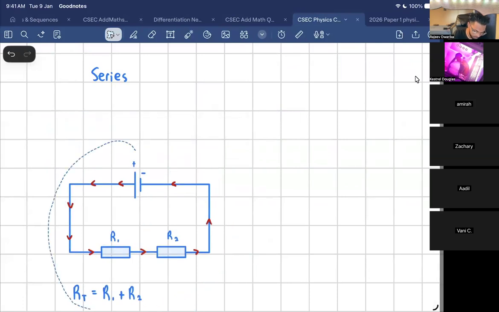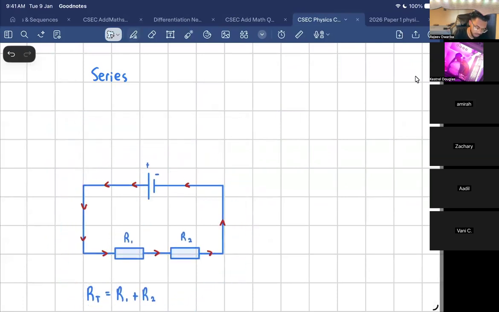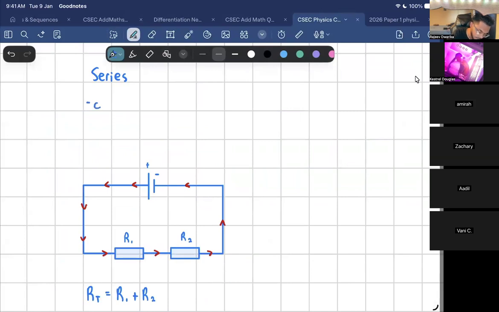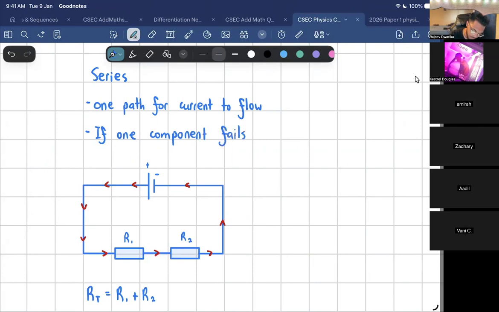Now, what are some characteristics of a series circuit? Components come directly after each other. Yeah. So in a series circuit, there's only one path for current to flow. There's only one path current could take. This brings me to something important. If one component fails, what happens to the circuit? The circuit will fail. Exactly. If one component fails, this creates an open circuit.